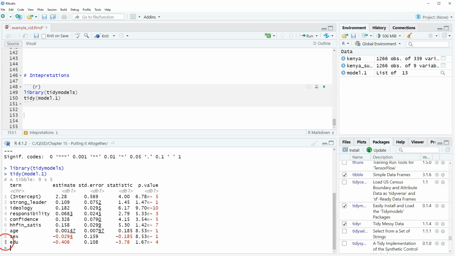And then with education, this is the only negative coefficient for the statistically significant predictors. We would interpret this as for a 1 unit increase in education levels, respondents' satisfaction with the current political system is expected to decrease by 0.41 units. So people who have higher education levels have lower satisfaction in the system.